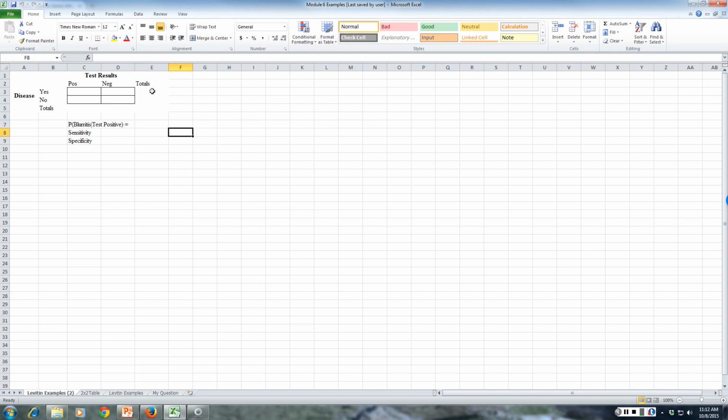So if you remember, our question was, what was the probability of having bleuritis if you tested positive for it? And so the first thing we were told is that 1 in 10,000 people have it. So in our table here in Excel, first of all, you want to create a 2x2 table that shows in columns the test results, so those who tested positive and negative, and then in rows, disease status, presence of disease, yes or no, and then you also want to have the totals on the margins.